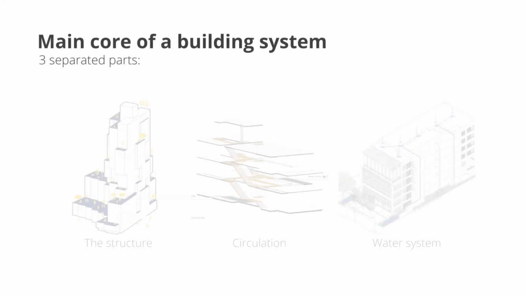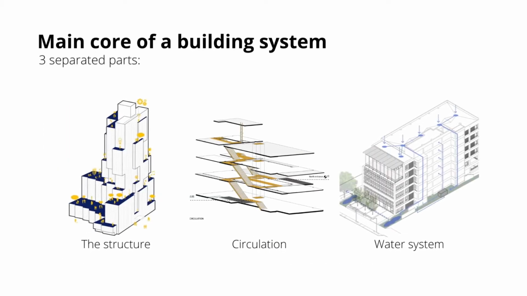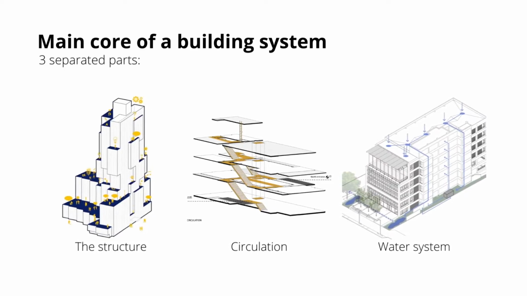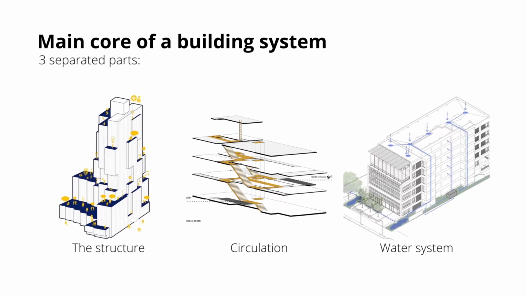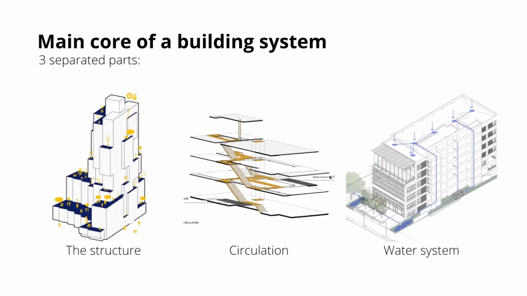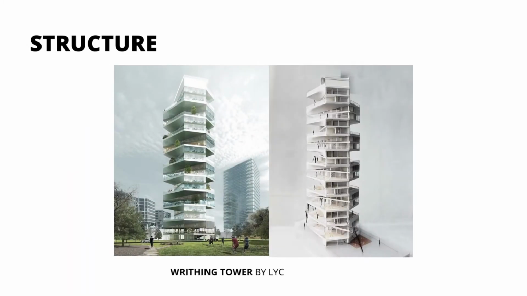The main core of a building system can be divided into three separate parts: the structure, circulations, and water system. These are three areas where the concept of stacking with building systems could be applied in architecture. Structure. For stacking with structure, the Writhing Tower, designed by LYCS Architecture, would be an interesting case study to explore.